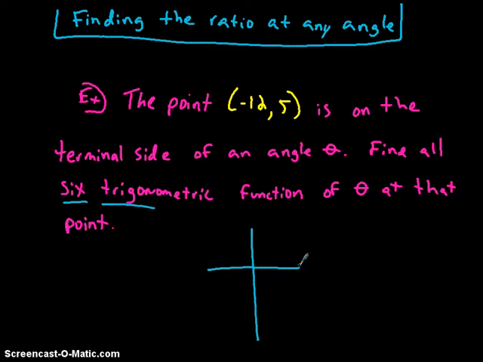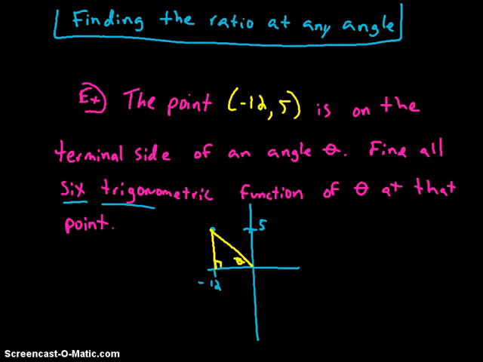So we're going to first plot the point (-12, 5). It'll be negative 12 for x, it's about right here, and 5 for y, I'd say it's about right here. So if that's the case, when I create the triangle, it has to have a hypotenuse that comes back to the origin, and then the perpendicular side has to come back to the x-axis, so that my reference angle is right here. So that's the triangle.